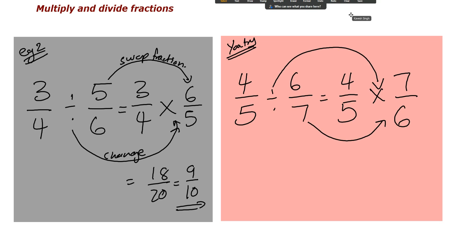Now multiply 4 times 7 to get 28 and 5 times 6 at the bottom to get 30. And now you can simplify by dividing the top and the bottom by 2. You'll get 14 over 15. That's the final answer there.